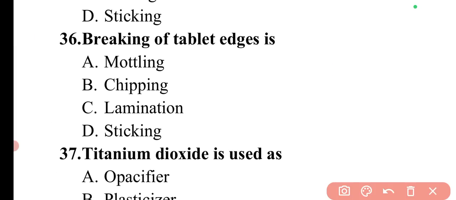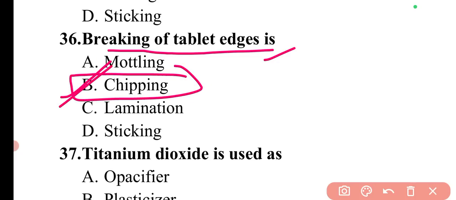Then coming to the next question. So the question is, breaking of tablet edges is known as. So if tablet edges are breaking, then this type of defect is known as chipping defect. So here option B is correct.